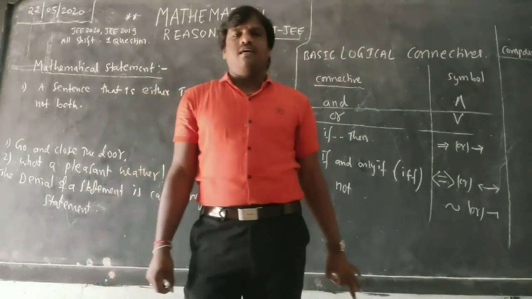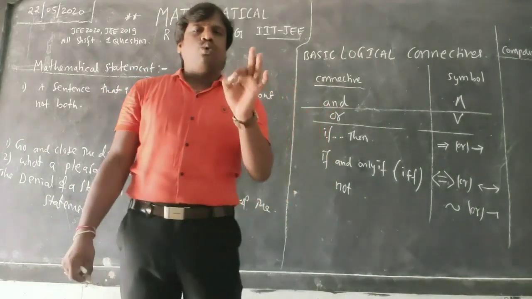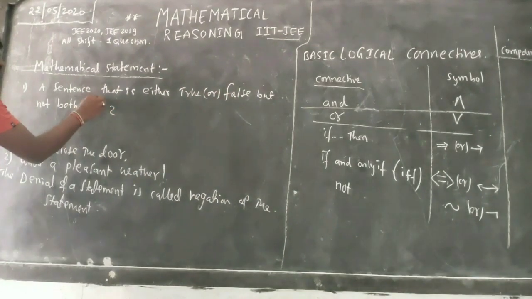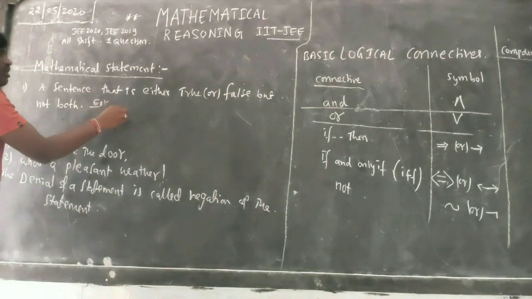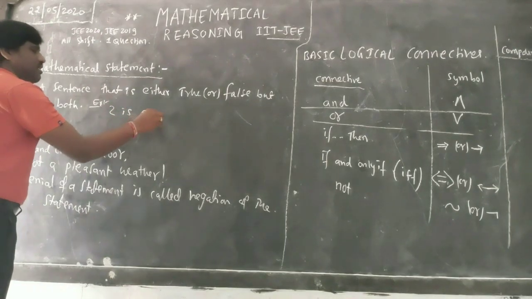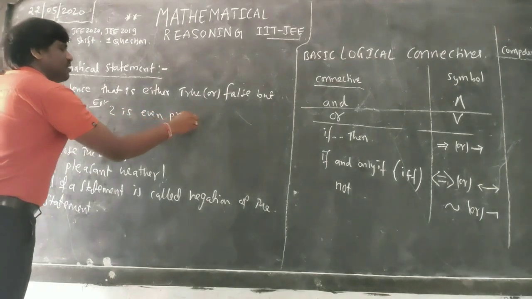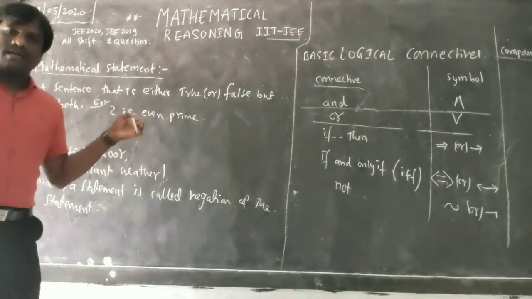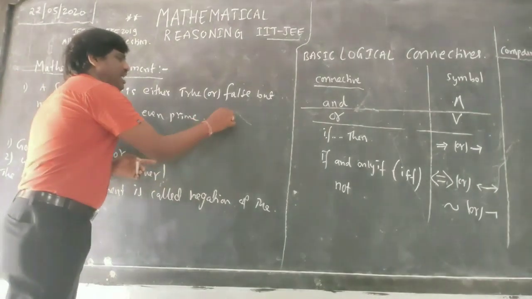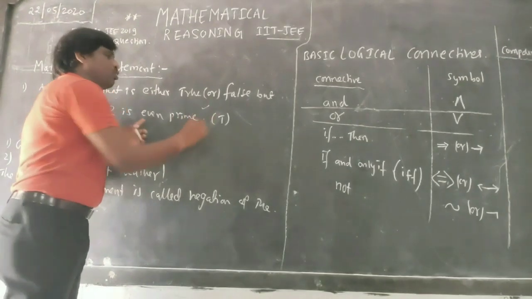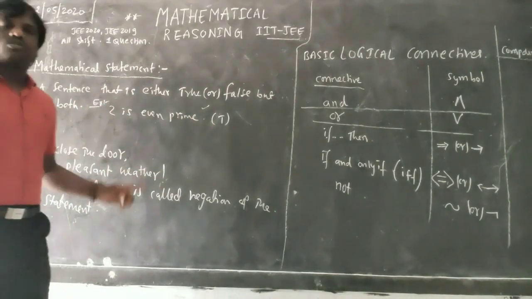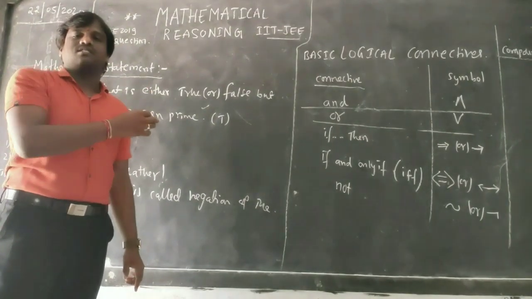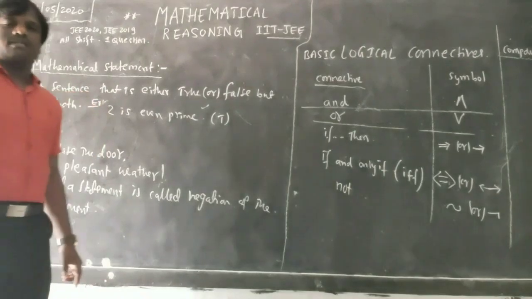What I want to say here is, suppose I said, for example, I am writing, "2 is an even prime." One sentence I gave. So is this true or false, let me know. 2 is an even prime. Yes, it is an even number and a prime number. So it is true. I can say this sentence is true. So this sentence is called a mathematical statement.